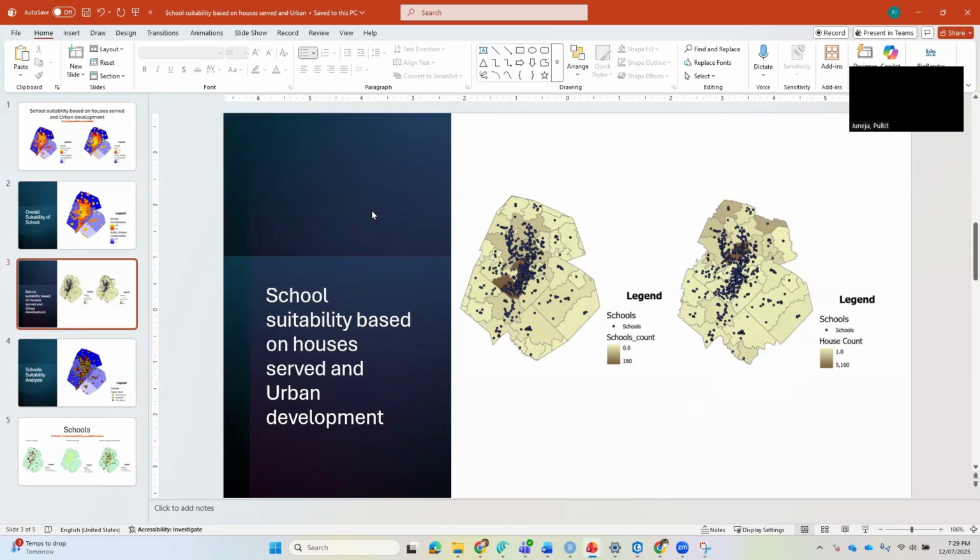And the map on the right hand side is showing the houses count in each individual school district. So you can clearly see a discrepancy between the number of houses in a region and the number of schools in a region. So I think that is something that needs to be considered, that this school district has more population, but there are fewer schools compared to the other school district which has more schools.